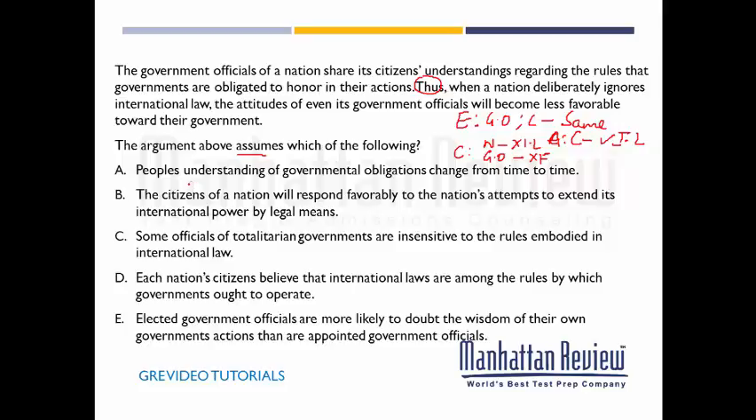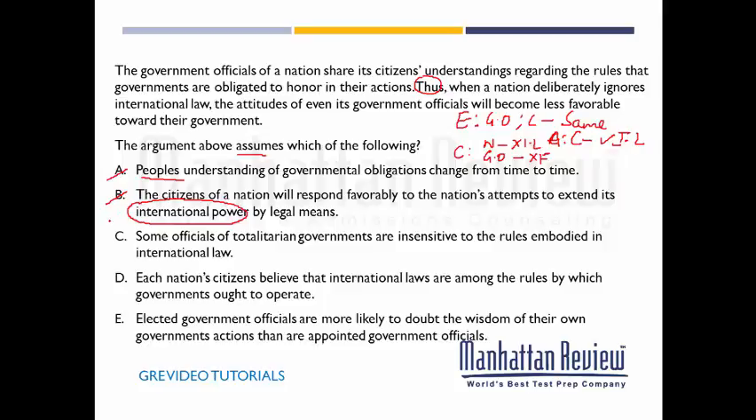Let's move to the answer choices. Option A. People's understanding of the governmental obligations change from time to time. We are not concerned about the people's understanding. Our answer choice should talk about what the citizens feel regarding the international law. Option B. The citizens of a nation will respond favorably to the nation's attempt to extend its international power by legal means. Though this answer choice talks about the citizens, the argument is not concerned about international power. We are concerned about international law. So answer choice B is also out of scope.